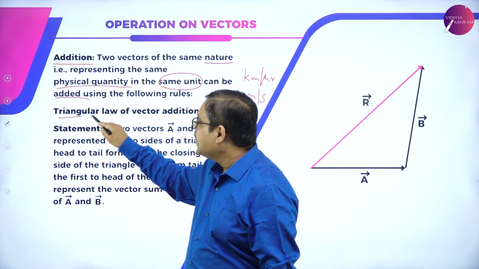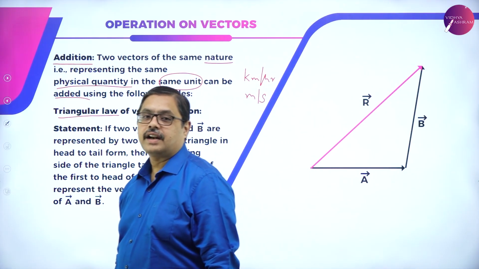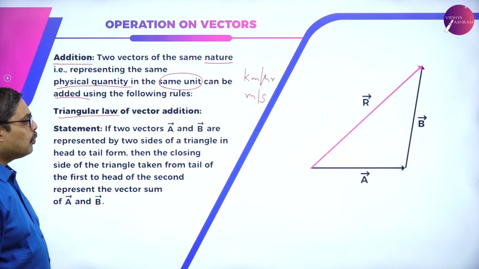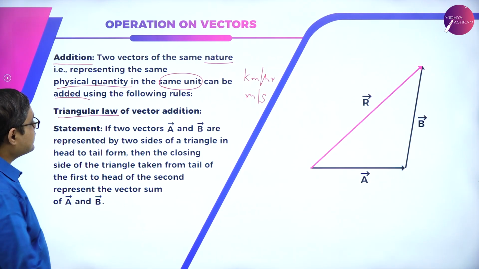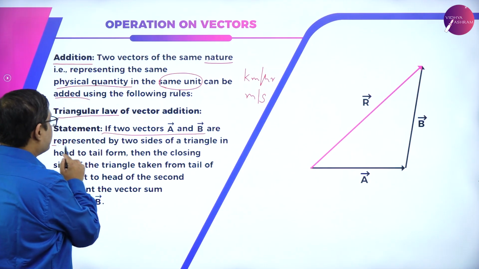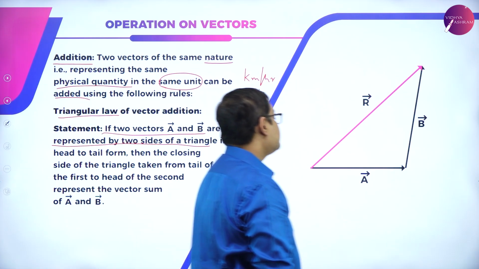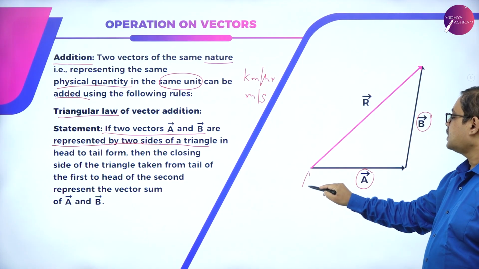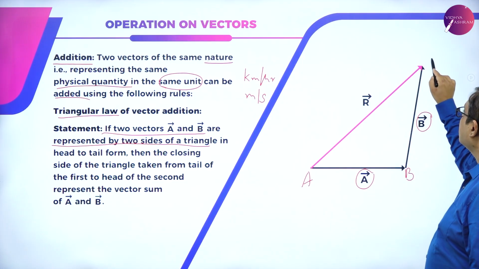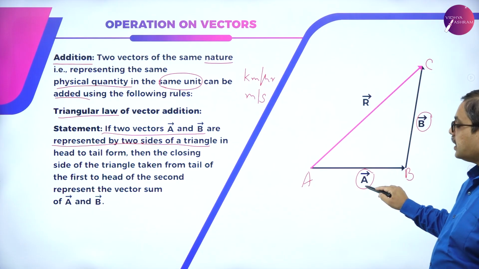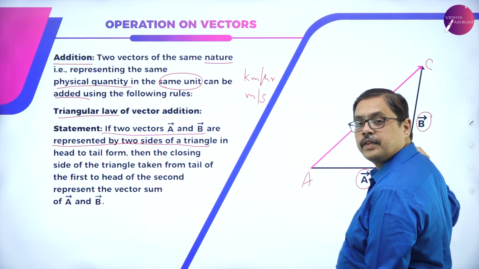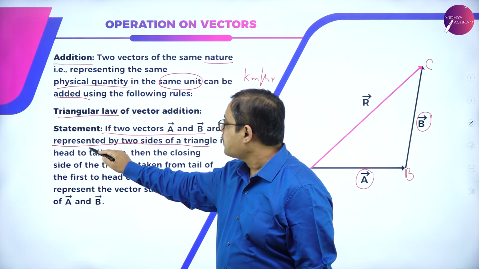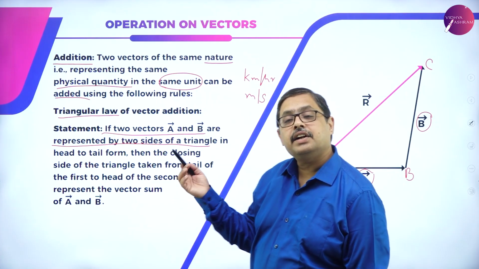The first one is the triangular law of vector addition. What does it say? The triangular law says if two vectors A and B are represented by two sides of a triangle, one vector A, one vector B. Suppose this triangle is ABC. Vector A is represented by side AB. Vector B is represented by side BC. So two vectors A and B are represented by two sides of a triangle in head to tail form.